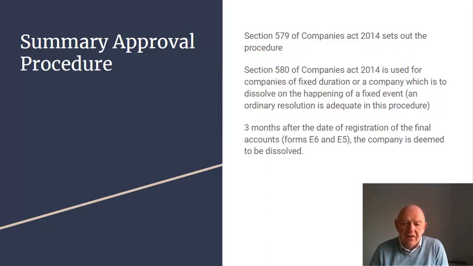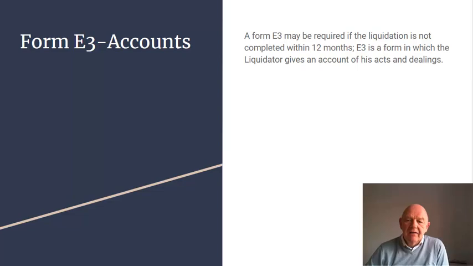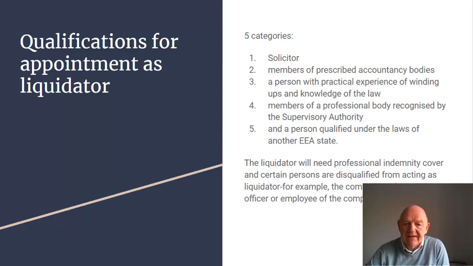So 3 months after the date of registration of the final accounts, that is forms E6 and E5, the company is deemed to be dissolved. A Form E3 may be required if the liquidation is not completed within 12 months. E3 is a form in which the liquidator essentially gives an account of his acts and dealings.